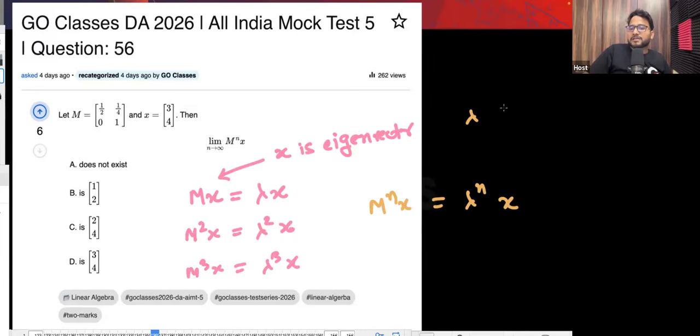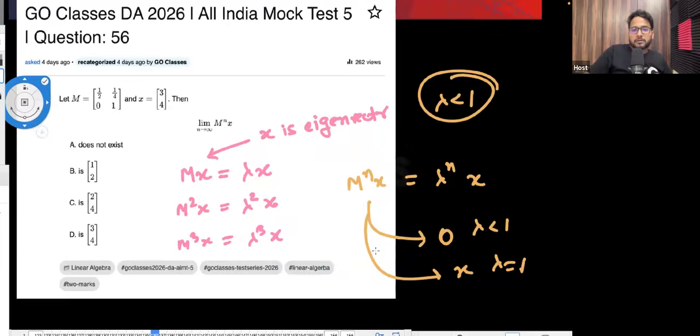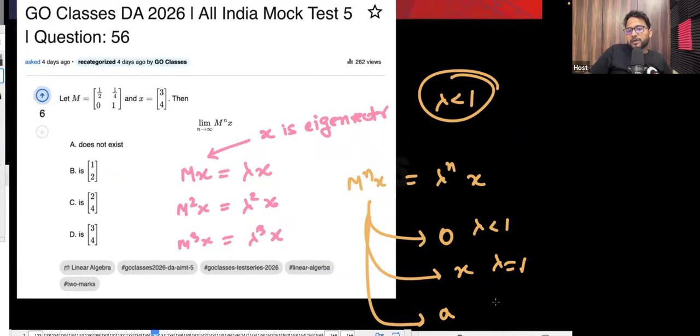Now, suppose lambda is less than 1. Then, if you keep on raising the power, ultimately this will go to 0, right? If lambda is greater than 1, then this will explode, right? I mean, this lambda power n will be too much if n tends to infinity. If lambda is less than 1, then this will vanish. If lambda is equal to 1, then this will stay constant, it will be x only. If lambda is greater than 1, then it will actually explode. So you can say this value will be like kind of infinity if lambda is greater than 1, right?